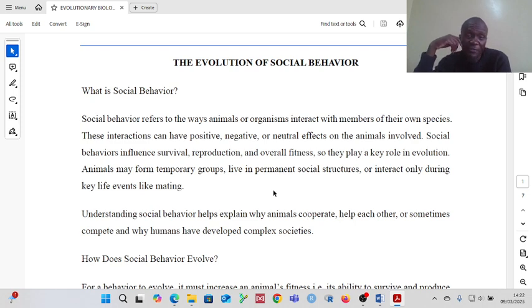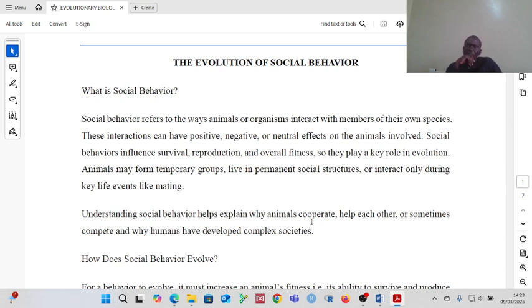So social behavior refers to the ways in which either animals or other organisms interact with the members of their own species. Okay, so how do they interact with the members that belong to their own species? The way in which they interact with each particular member of their species is what underlies the meaning of social behavior.